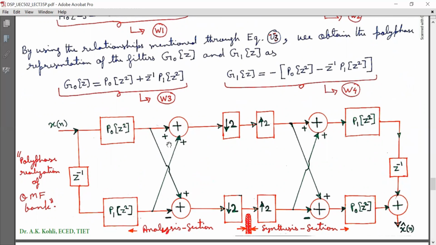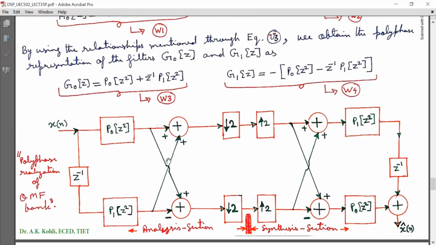This is the analysis section, and this is the synthesis section. And we have directly attached the analysis section with the synthesis section. That is why we have plotted the boundary: up to this point, this is the analysis section, and after this point, this is the synthesis section. The output is x cap and the input is xn.